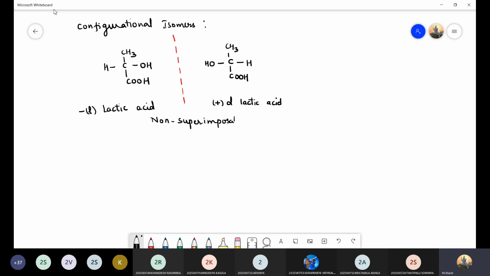Non-superimposable mirror images. So, you have a term for this. What are these isomers called? Non-superimposable mirror images are nothing but your enantiomers. Enantiomers. Okay, so this is one type of the configuration isomers. And I'll draw another structure.